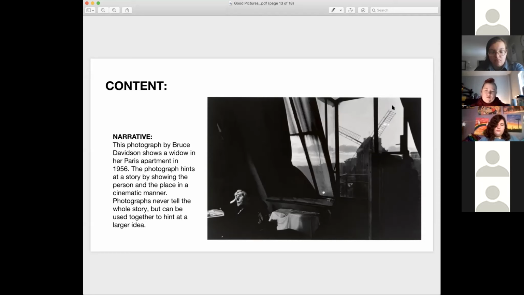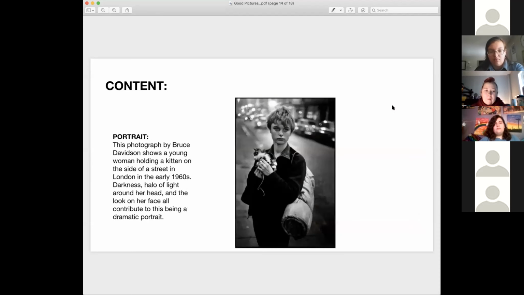She looks sad or shocked, like she just lost her husband or something. And she did, because it's a widow. That's what it says. Oh, look at that. I didn't read that. Yeah, okay. It is a story showing a person, and she is actually a widow in her parents' apartment. But see, that's good. It told a story, and you came up with something in your mind.